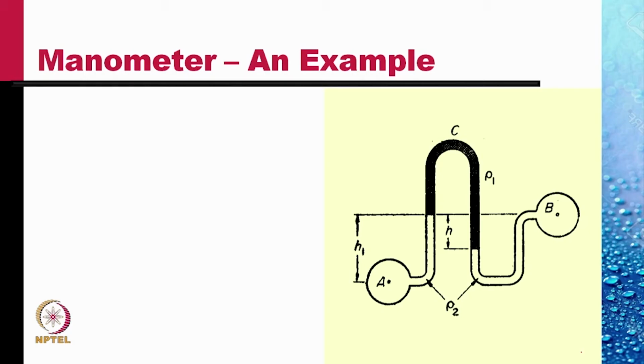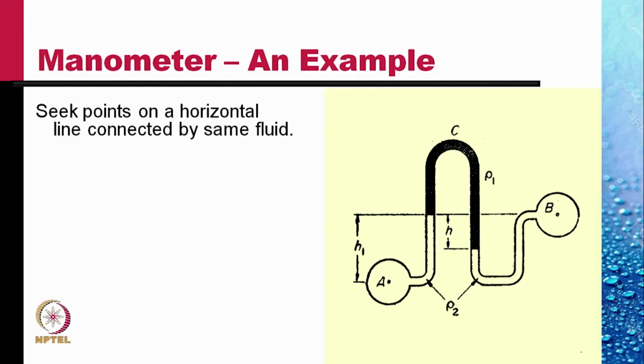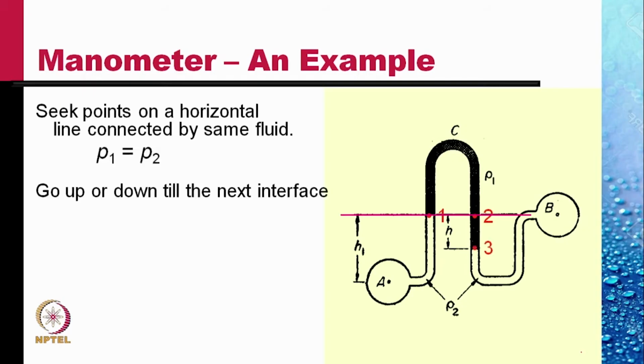Clearly, we can calculate the pressure difference PA minus PB through a process similar to what we did last time. We seek points on the horizontal level connected by the same fluid. Points 1 and 2 are two points at the same level connected by the same fluid. So the pressure at 1 must be equal to the pressure at 2. We'll exploit this fact to calculate the pressure difference PA minus PB. We go up or down from points 1 and 2 till the next interface.